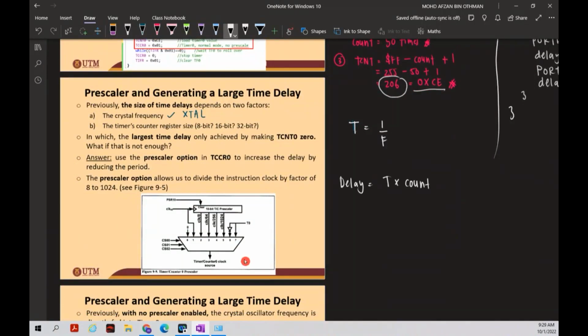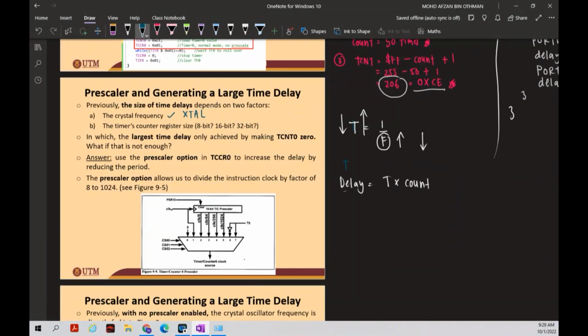So what happens here is, if your F is bigger, what happens to your T? Your T will be smaller. When your T is smaller, what happens to your delay? The delay will be small as well. When your F is smaller, what happens to your T? T will become bigger. And when your T is big, you can generate a large delay. So first is depending on the crystal frequency, your XTAL value. The second one here is the timer counter register.